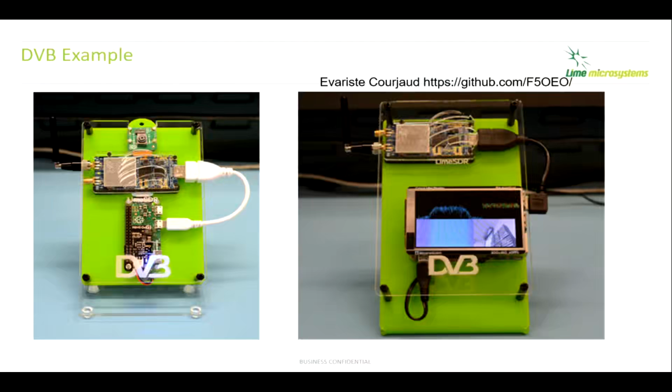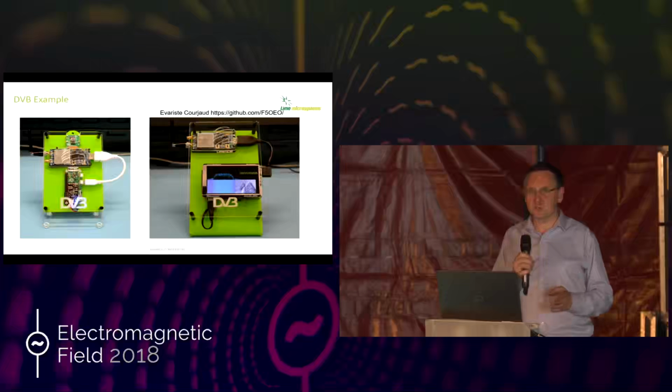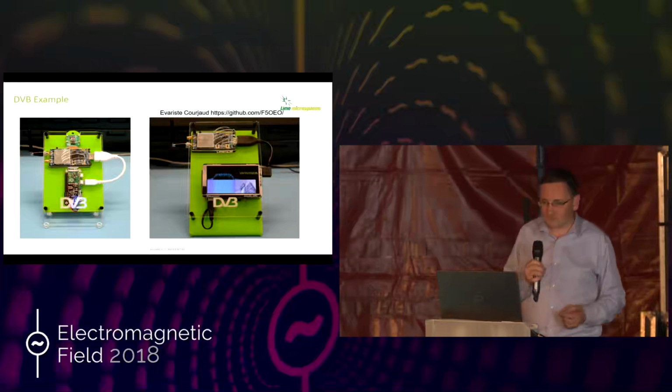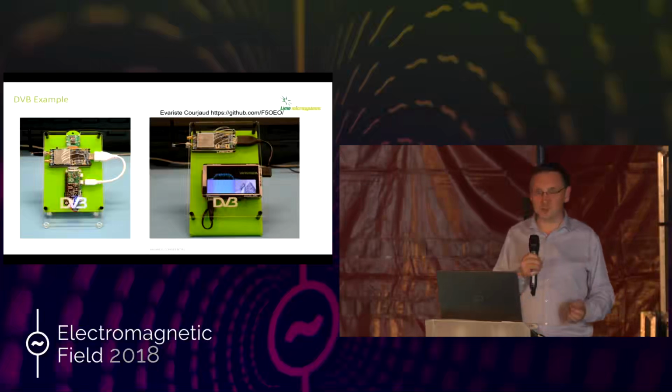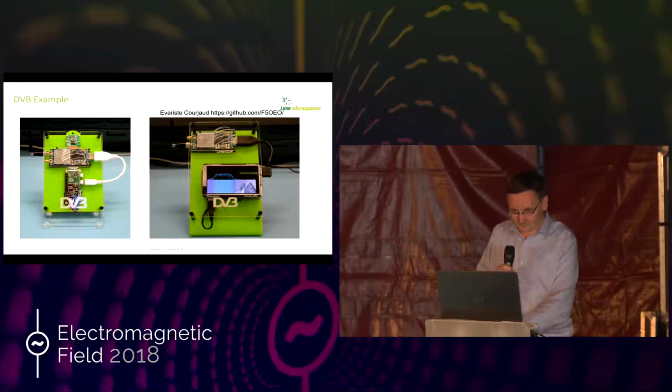Okay, now for some typical examples. We have a digital television example here, and it's a project that we quite like at Lime because it's a mixture of things. So it has one of our SDR radios in it. It has a Raspberry Pi Zero, and the software was developed by Evariste Courjaud, I think from France. And he has both a transmitter and a receiver for digital television. So within a couple of minutes, you can actually be broadcasting your own digital television stream, subject to the local regulations, of course, wherever you are.